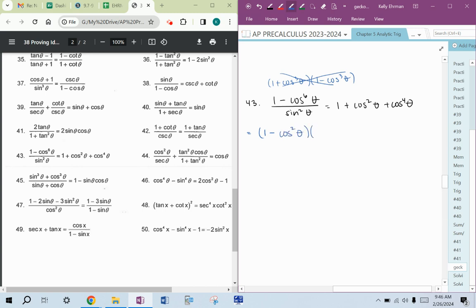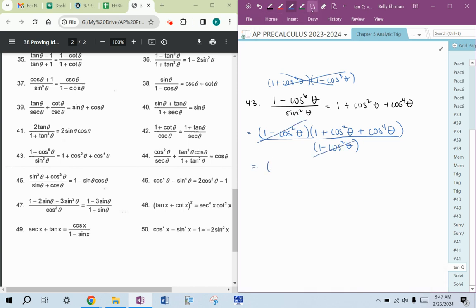And then this term squared is 1, plus 1 times cosine squared is cosine squared, plus the square of this term would be cosine to the 4th. So this is good. We've got this thing that we need here. All of this is still over sine squared, but sine squared is 1 minus cosine squared theta using the Pythagorean identity rearranged. So we can cancel those out.